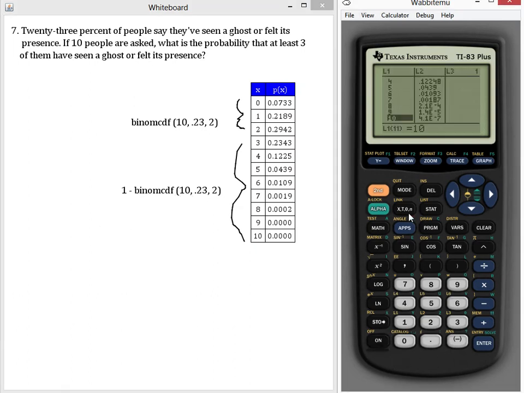So when I go to my calculator here, I'm going to do 1 minus binom CDF. Then I'll put in 10, 0.23, and lastly the 2. And that's going to give me the sum of these probabilities here. So my answer is 0.4137.